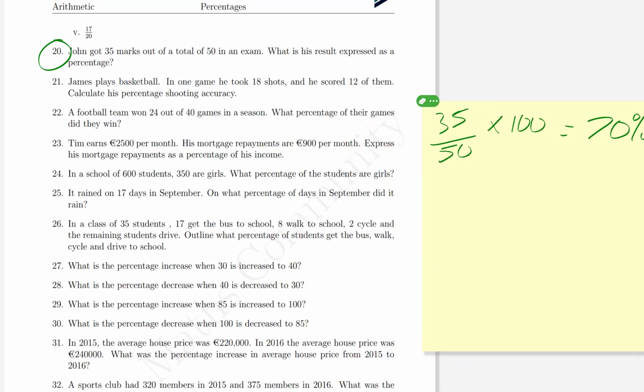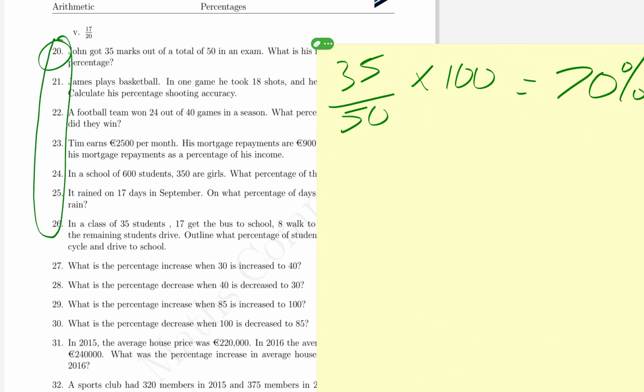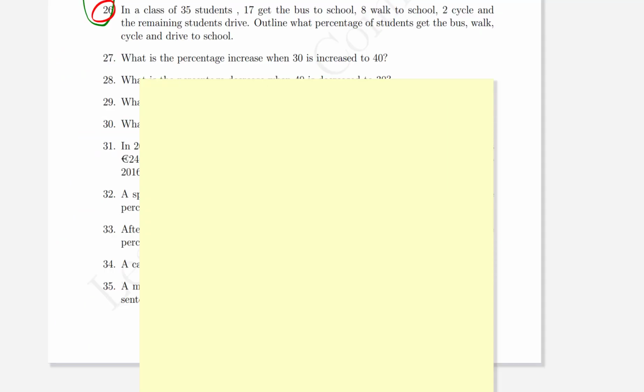So that's how you do question 20, and that's how you're going to do all of these questions from 20 to 26. It's the same thing. Create the fraction first, like I did here, and then multiply it by 100 to turn it into a percentage. So same again, you're going to pause the video now and do questions 20 to 26, and I've done question 26 for you in this video. So when you unpause the video, you will see me doing question 26.